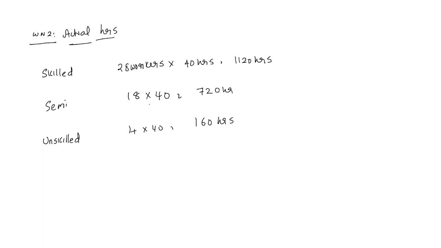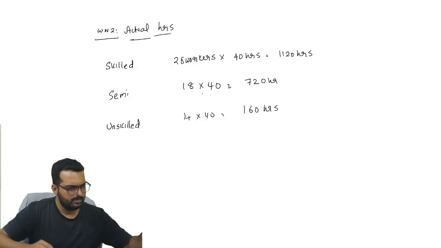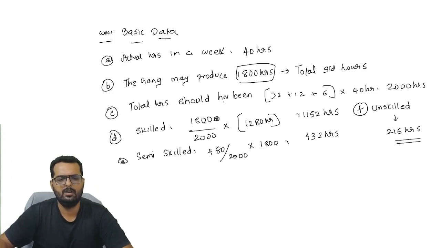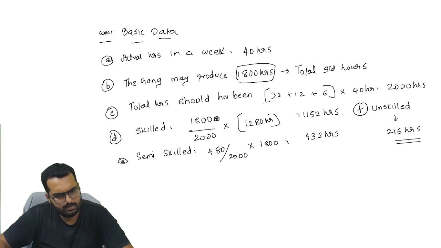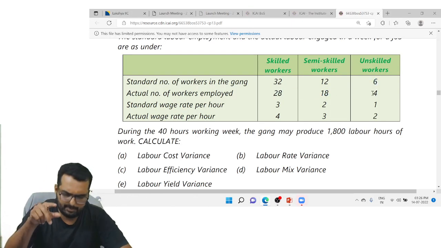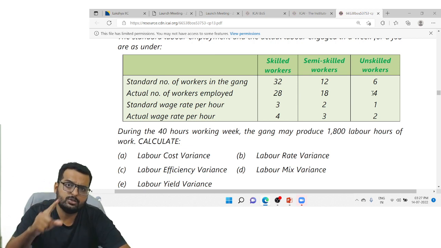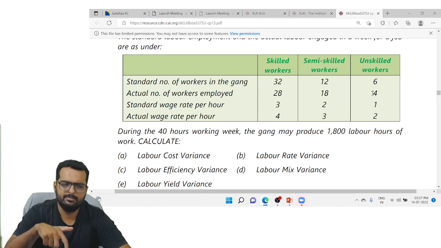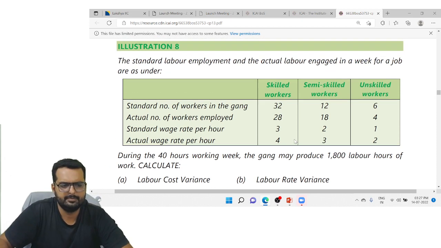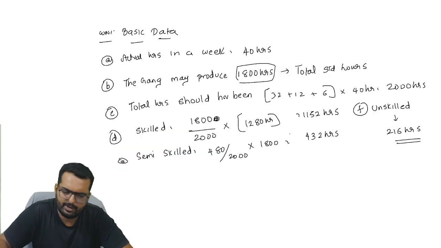Hello, sir. Yes. Sir, I have a doubt. In the previous slide, you wrote total hours should have been 32 plus 12 plus 6, right? But it should have been 28 plus 18 plus 4, right? Because the actual hours. I'll explain to you. SH is based on actual output. It is not based on actual number of workers. And they have not given the actual outputs. I'm assuming that the 1800 hours is based on the actual output. Okay. All right. I believe everybody is done with this part also.